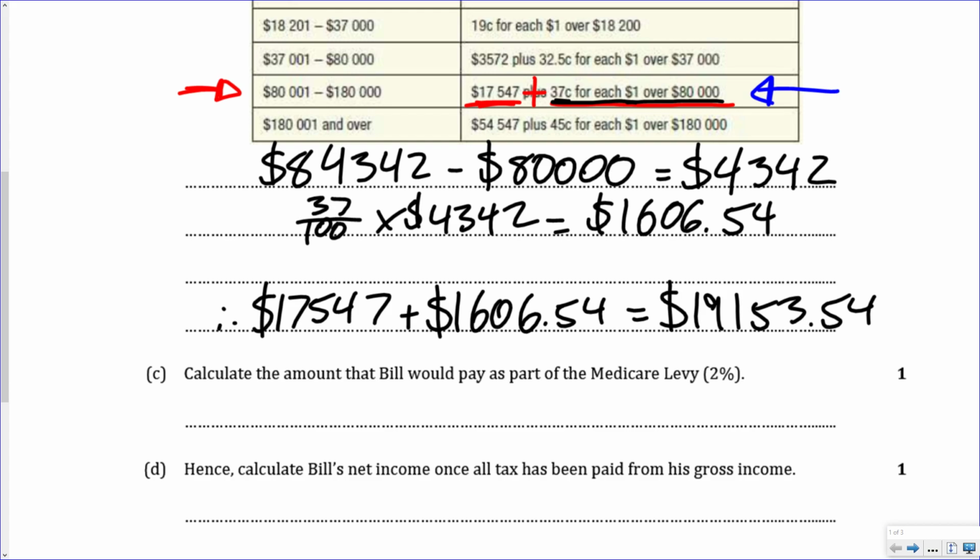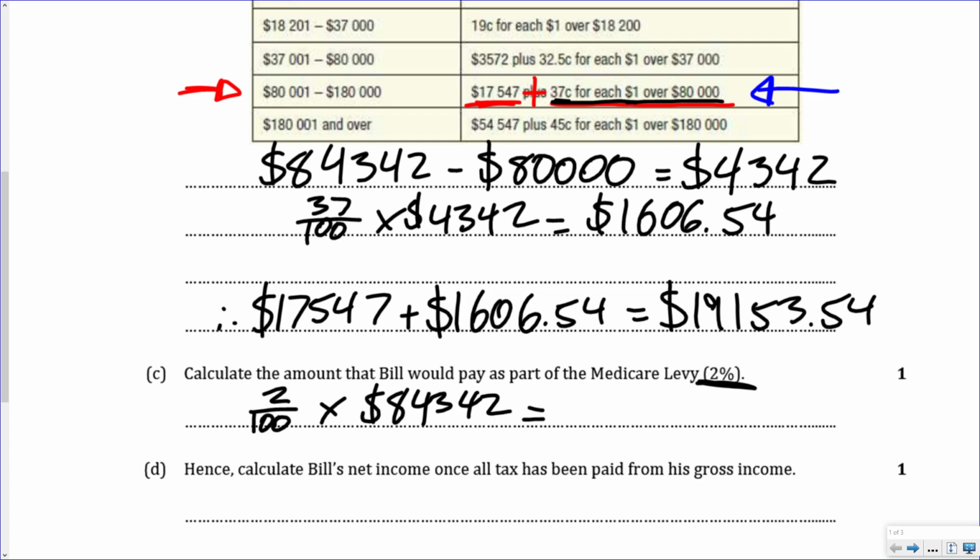Next, we need to calculate the amount that Bill will pay as part of the Medicare levy. So we're told that the Medicare levy is 2%. So we're going to get 2% of his taxable income. So not that $86,000, and not on the previous answer either, where you get 2% of the taxable income. So we're just going to do 2 over 100, and we're going to times it by 84,342.